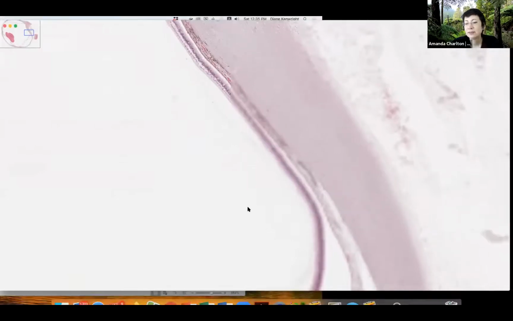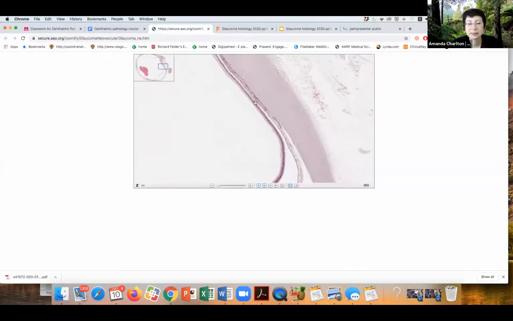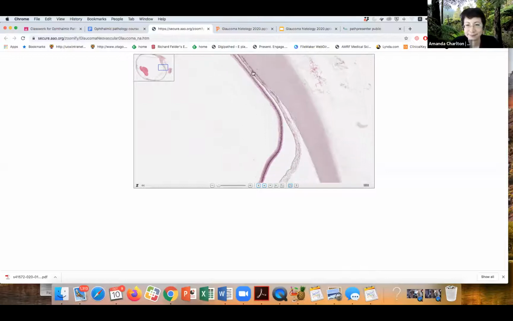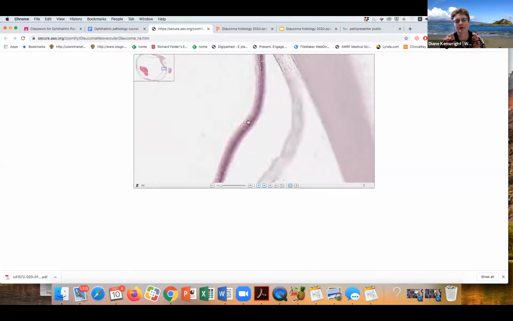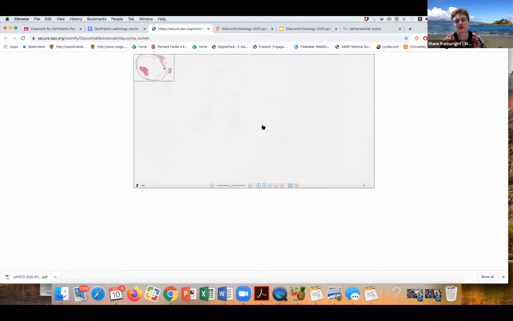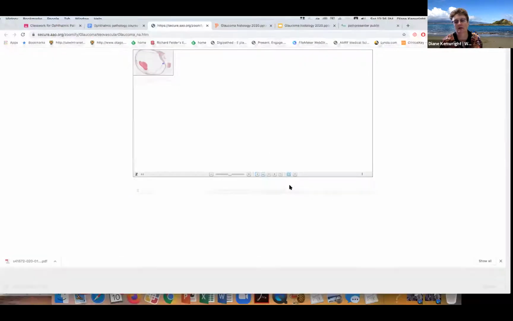Mark's asking, was the inferior retinal and choroidal detachment real or artifactual? Okay, so it was all artifactual. If we zoom in here, we can see that the photoreceptors are intact.